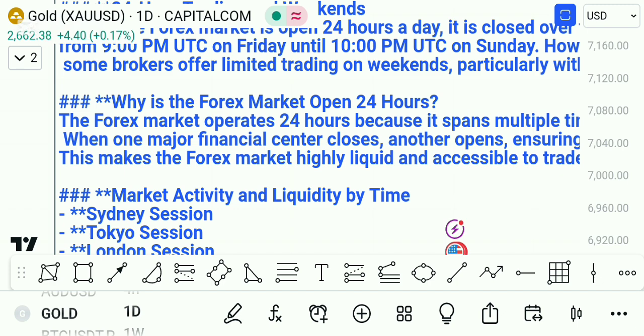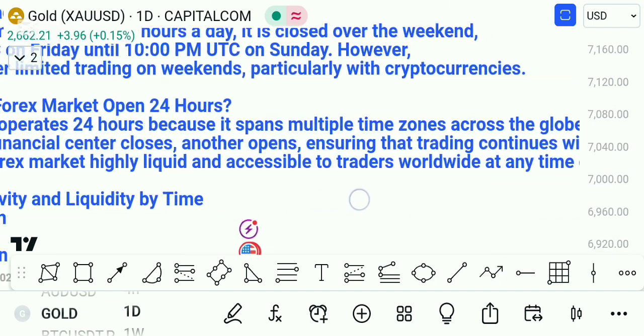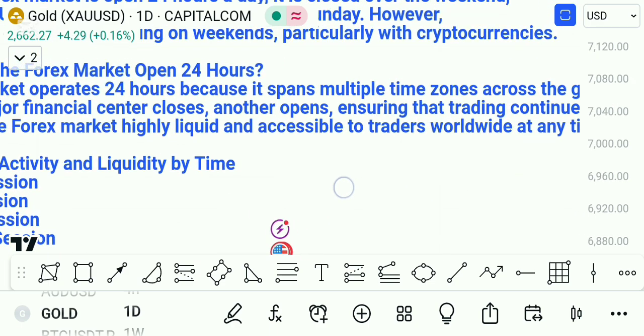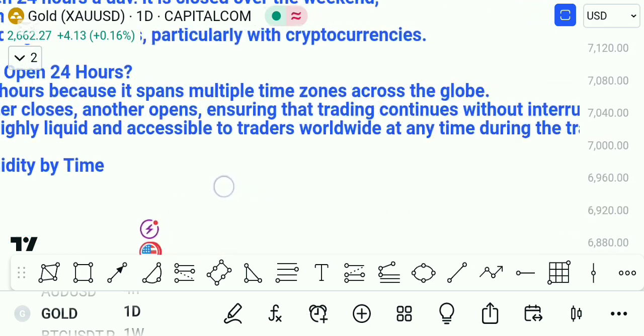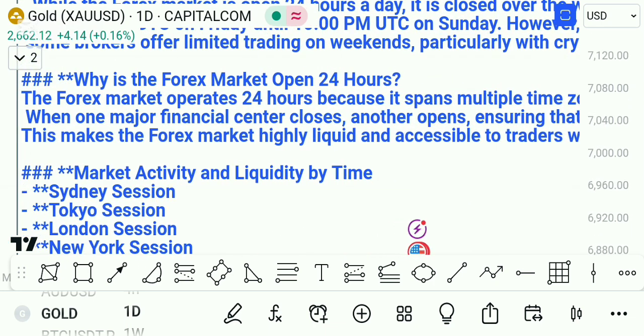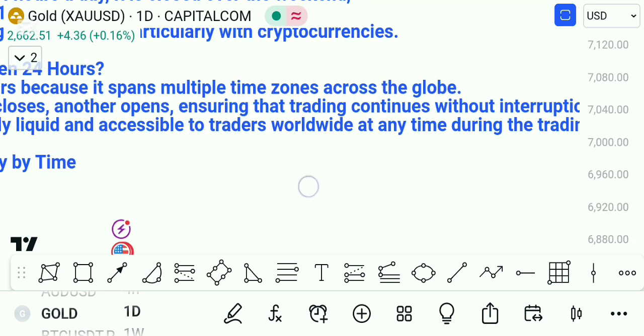I believe I've said it. Let me say it again. It's because of the span of multiple time zones across the globe. When one of the financial market centers closes, another opens, ensuring that trading continues without interruption, guys. There is no interruption at all. This market, the forex market, is highly liquid and accessible to traders worldwide at any time during the trading week.